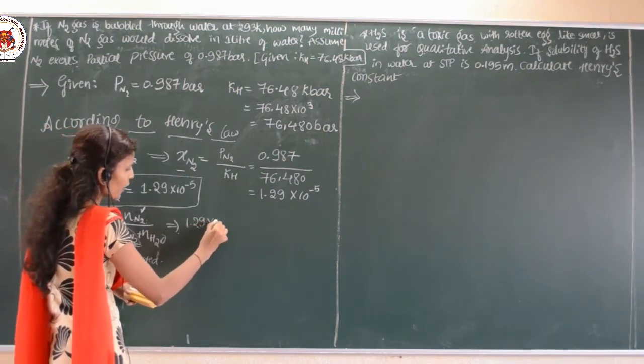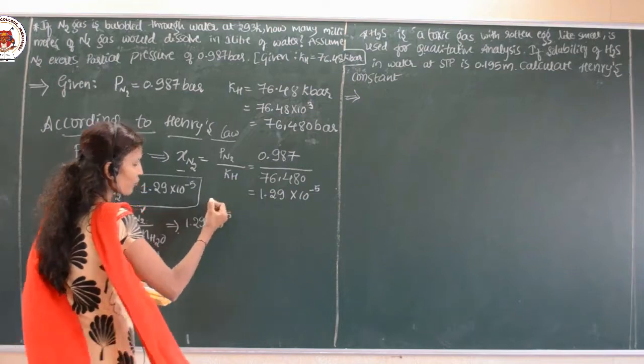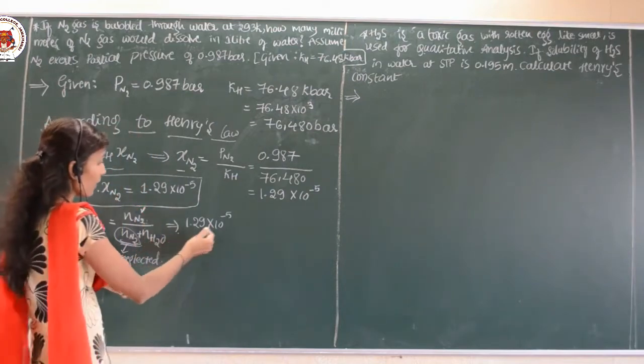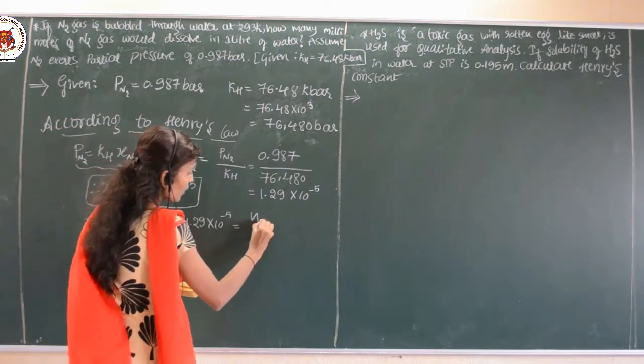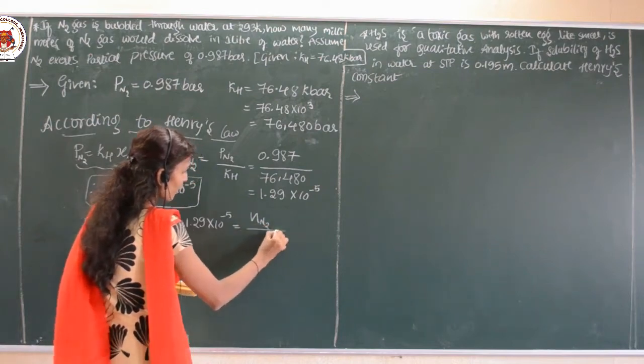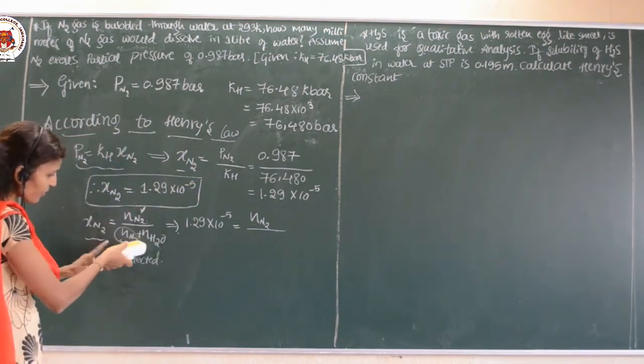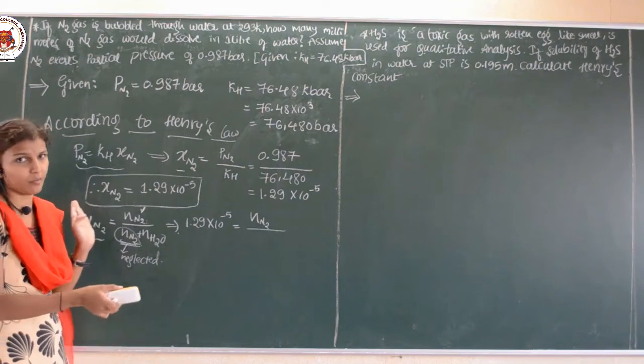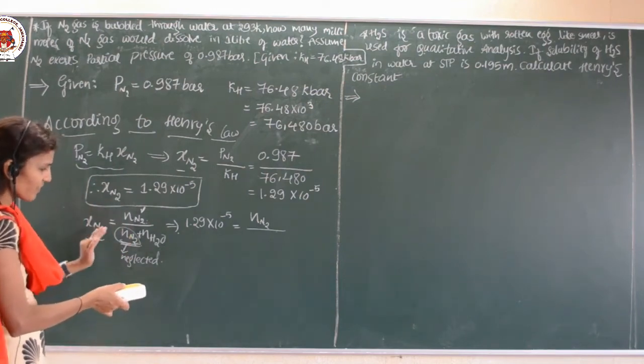1.29 into 10 to the power minus 5. Okay, and then I need to know N2, that is the number of moles of nitrogen, and this term is neglected, which means you have to leave that term. Don't take this term as it is neglected.